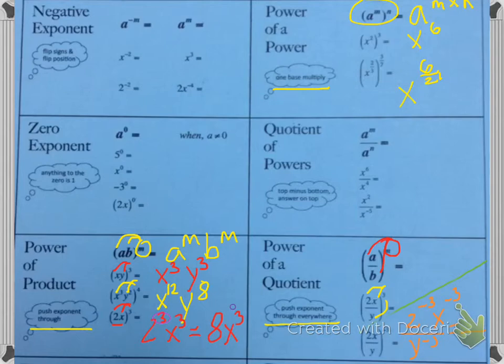So the y cubed will go on the top, and it will become a positive exponent. X to the negative third power will go at the bottom, and it will become a positive x cubed. 2 to the negative third power will become a positive 2 to the third power, and it will be moved to the denominator. But I don't want to keep it 2 to the third power. 2 to the third power is 8. So that's how I'll write my final answer.